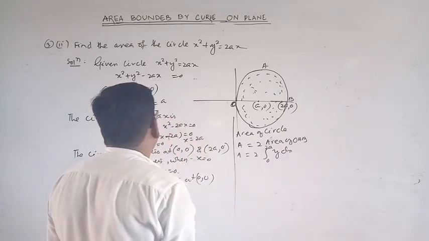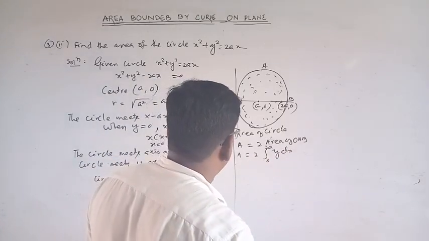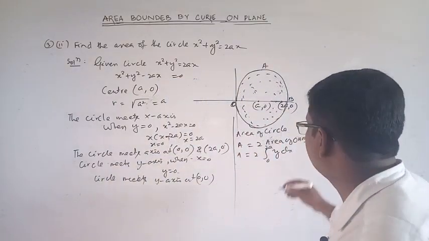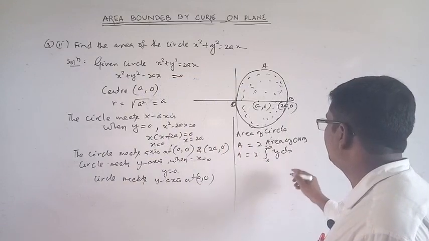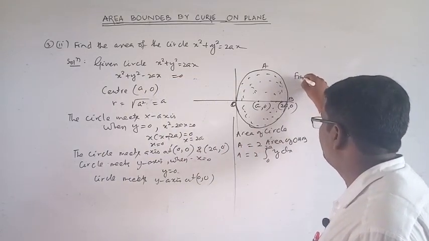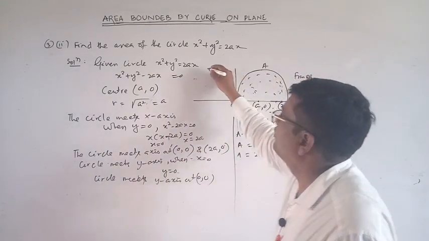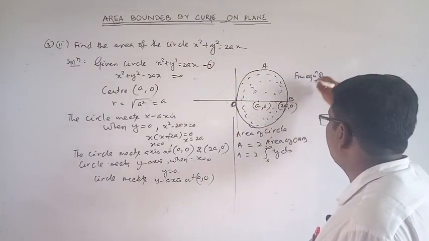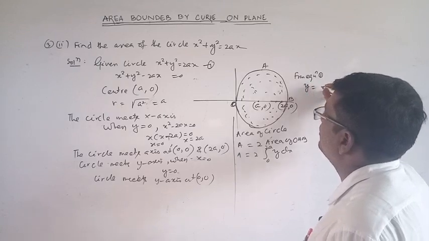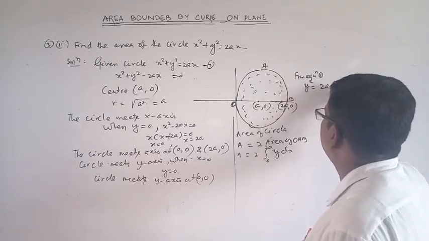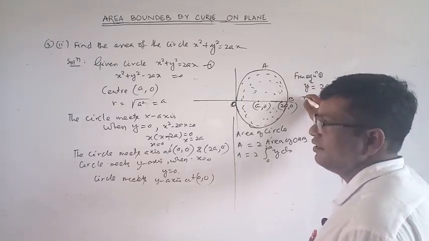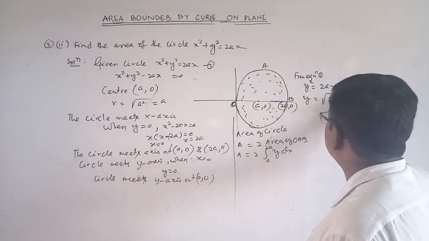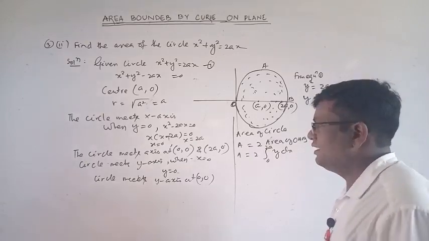What is the value of y here? From equation 1, y square is equal to 2ax minus x square, and y is equal to the square root of 2ax minus x square. So what is the area?